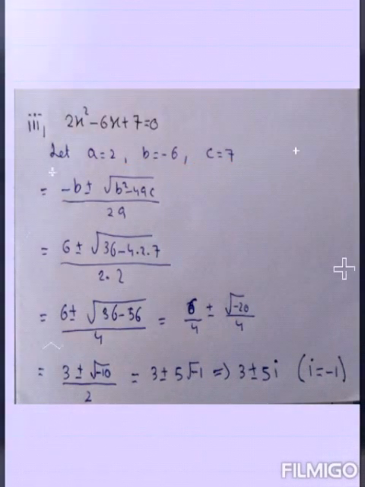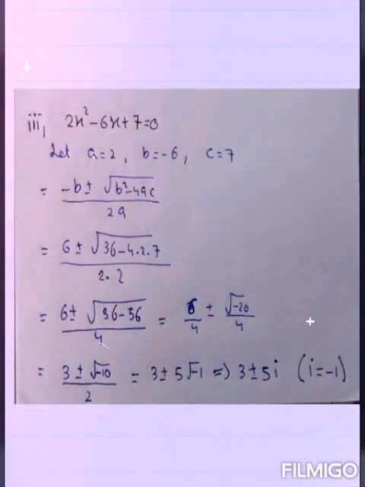Substitute a, b, c in this formula, then we get 6 plus or minus root over 36 minus 4 into 2 into 7 by 2 into 2. Then 6 plus or minus root over 36 minus 4 2s are 8 and 8 7s are 56 by 2 into 2, it's 4. So we get 6 plus or minus root over 36 minus 56, it's minus 20. So root minus 20 by 4.